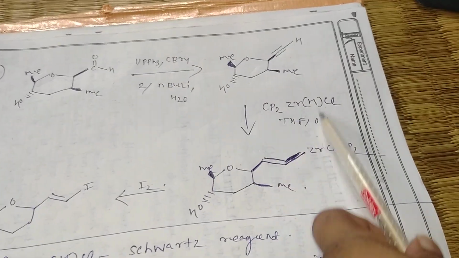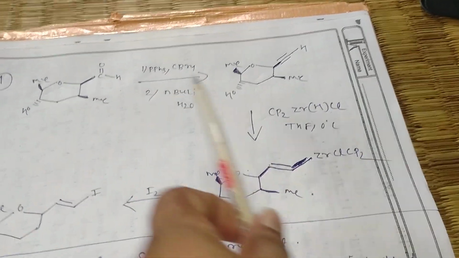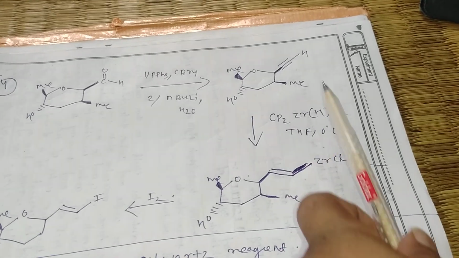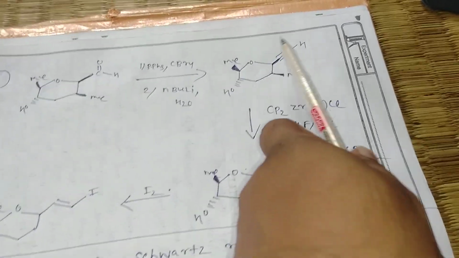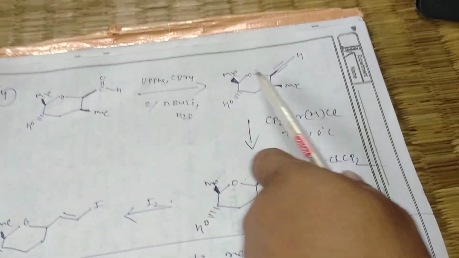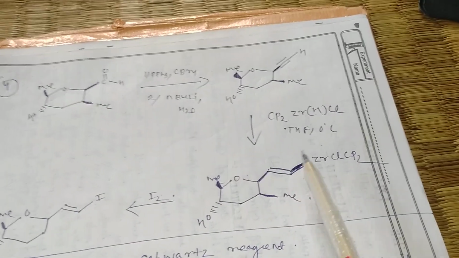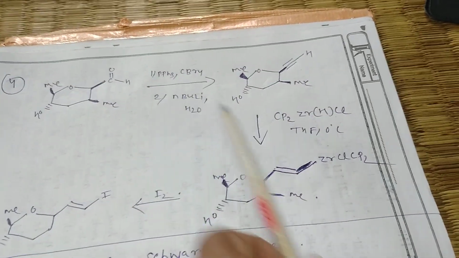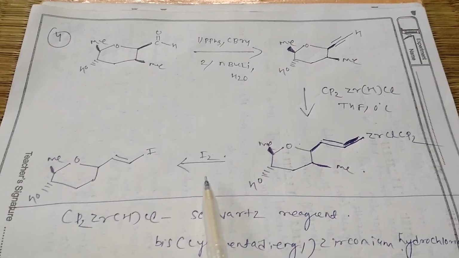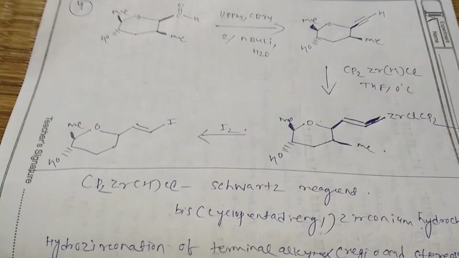So this reagent gives a regioselective and a stereoselective reaction, and it is included with this Corey-Fuchs reaction. Regioselective for the alkyne, stereoselective for the terminal alkyne, regioselective and stereoselective for the E-substituted double bond. And finally, iodine will be formed and substituted for ZrClCp2.